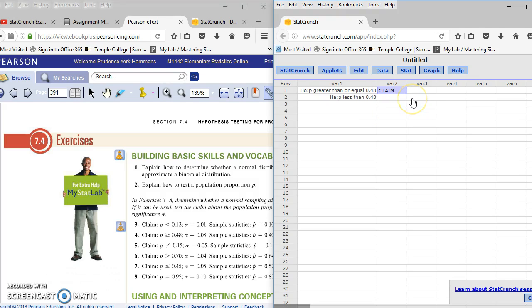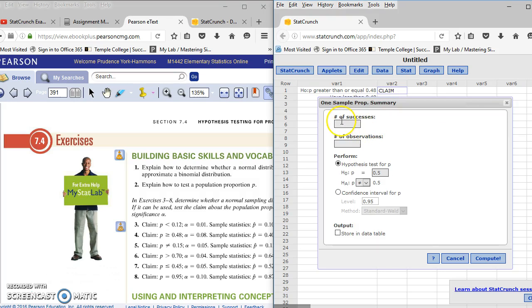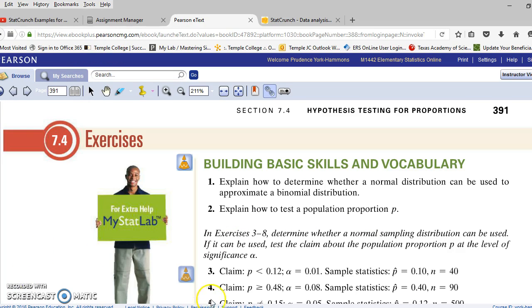Now, when I run my test, I have to do a proportion stat. So I go to Stat, Proportion Stat, One Sample, With Summary. Now, with the summary, it wants the number of successes and the number of observations. Well, we know in this particular problem, number 4, that P hat was 0.40 and N was 90.